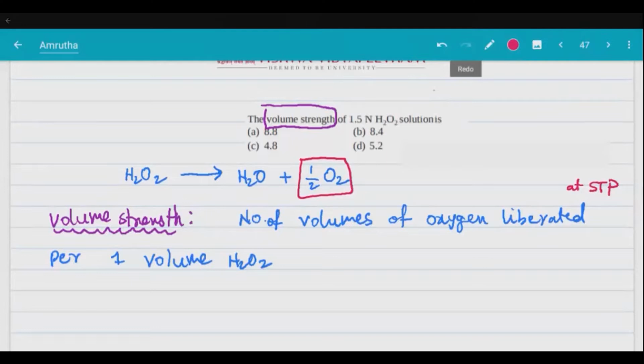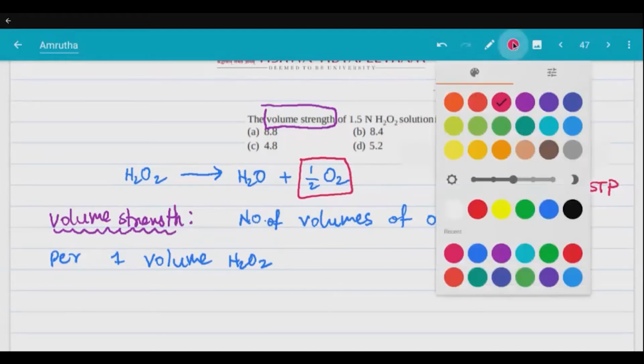At STP, the temperature is 273 Kelvin and the pressure is 1 atmosphere. So volume strength means how many liters of oxygen are liberated per 1 liter of H2O2.